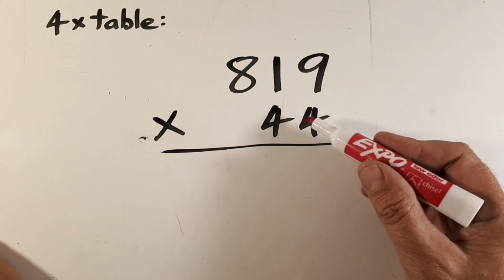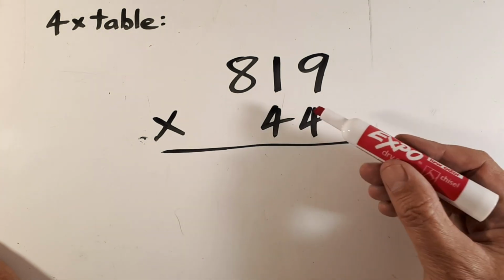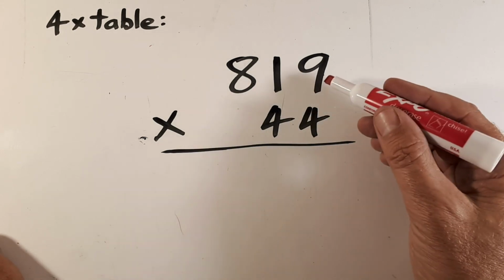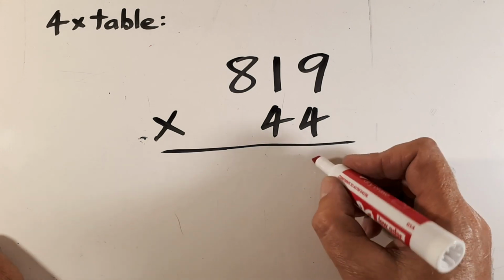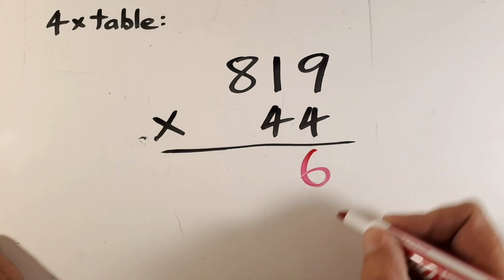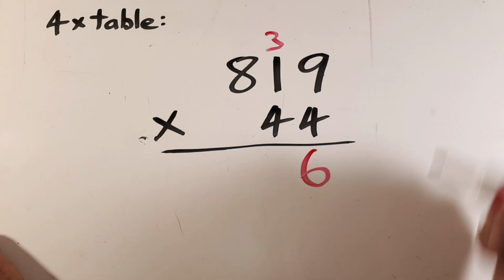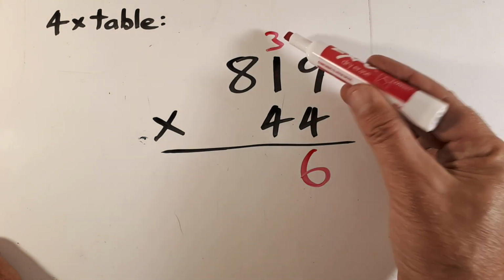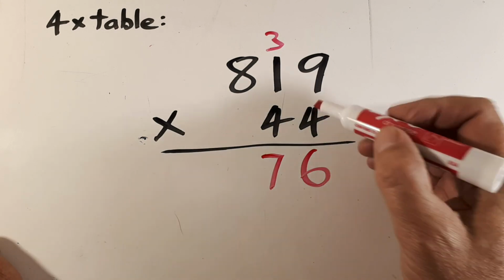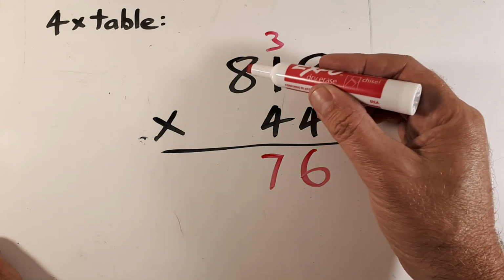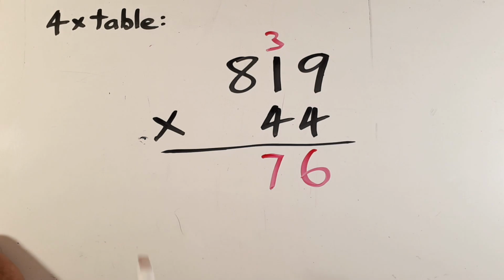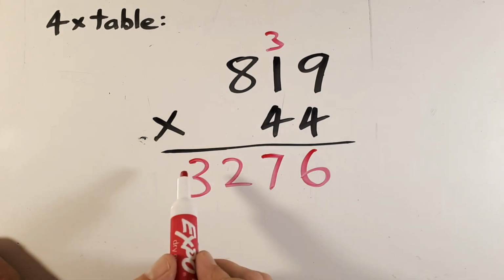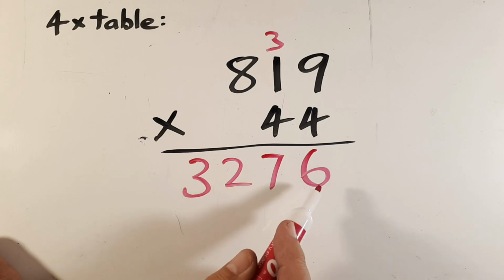First thing I'll do is take the 4, just multiply by 4 to start with. So 4 times 9 is 36. So I put my 6 there, carry the 3 tens. 4 times 1 is 4, plus 3 is 7. 4 times 8 is 32. There's nothing to carry, so I can go 32. So the first part of my answer is 3,276.